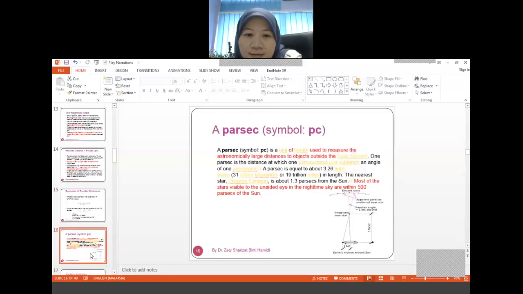Somehow, of course, the unit parsec is pc, and it is used to measure astronomically large distances to objects outside of the solar system. And the nearest star is Proxima Centauri, which is 1.3 parsecs from the sun. Most of the visible stars to the unaided eye at nighttime are within 500 parsecs of the sun. So we can roughly know the distance of the bright stars that we can see at night, mostly about 500 parsecs.